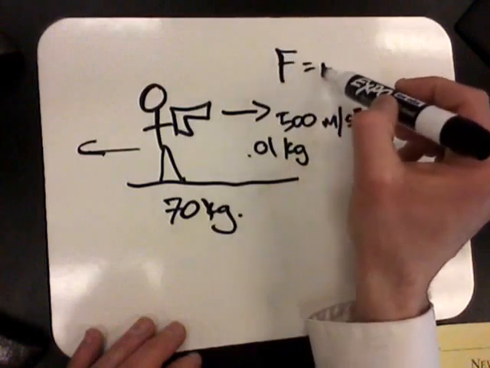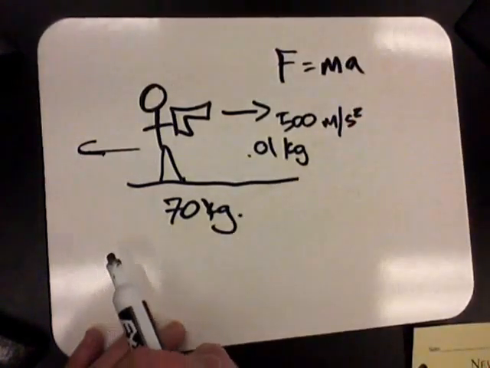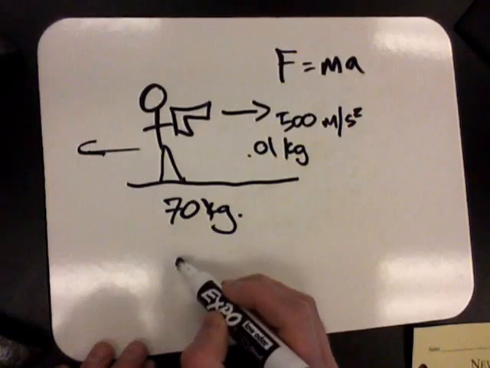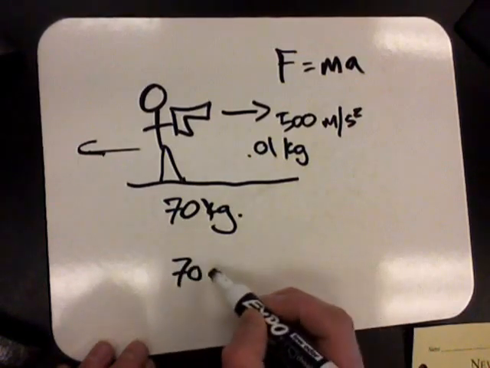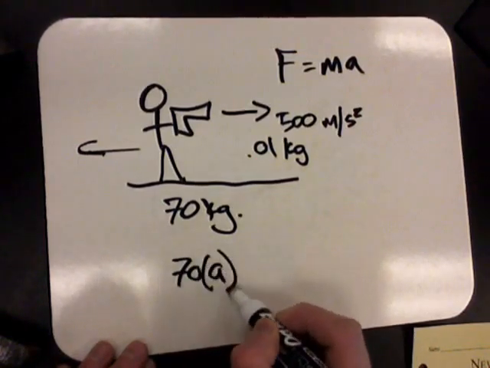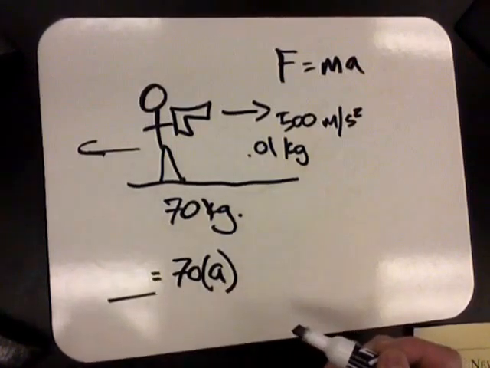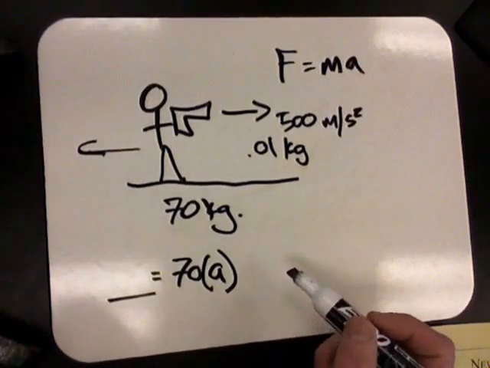We know force equals mass times acceleration. So what do we know about the person here? We know the person's mass, 70. We're looking for the acceleration, a. It would be helpful if we knew the force. Well, luckily, check it out.